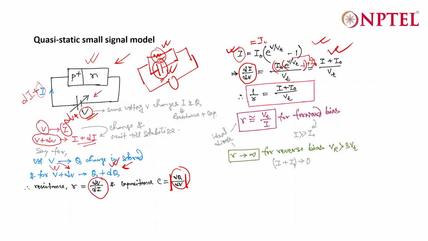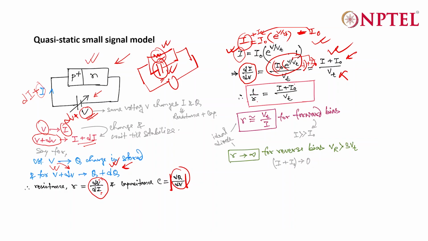From the equation also it is very clear, this can be written as I0 into e to the power V by Vt plus I0 minus I0, right? And this is what is your I. So I0 into e to the power V by Vt is nothing but I, if you take this I0 to that side, plus I0. So that's why this term can be written as I plus I0 divided by Vt. So your R value is dV by dI. So dI by dV is nothing but 1 by R, which is equal to I plus I0 divided by Vt.